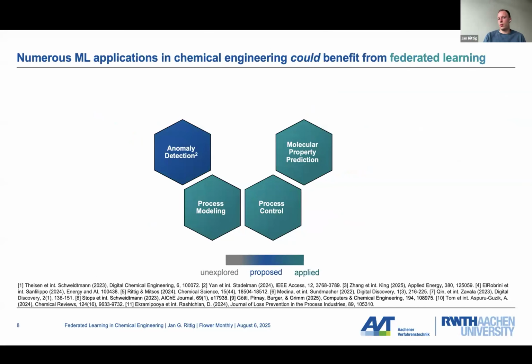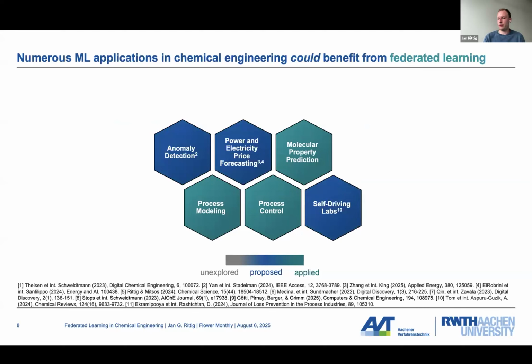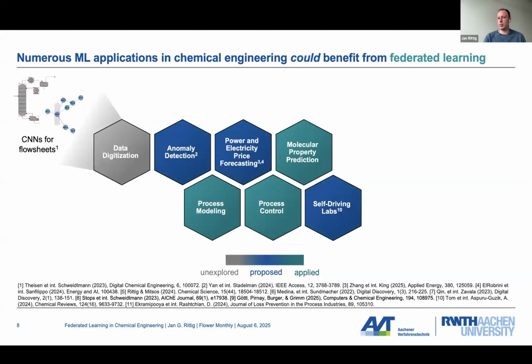And what we then looked at is, okay, where has federated learning also been proposed? And we found, as one example, anomaly detection, also power and electricity price forecasting, then self-driving labs. And we also came up with some additional fields, for example, data digitization. Machine learning, especially convolutional neural networks, have been extensively used for digitizing process flow sheets, which are at some chemical companies still on paper or in some formats that are not directly accessible to machine learning models. So you can use CNNs to detect different unit operations in these flow sheets and then digitize them.